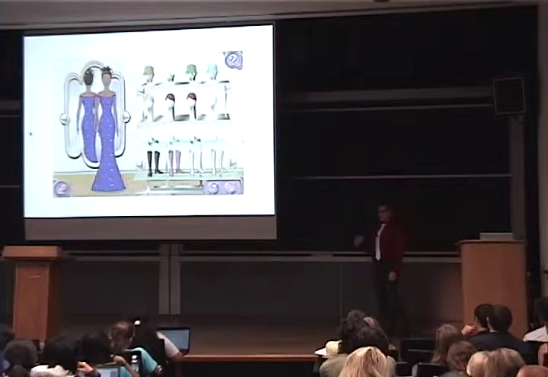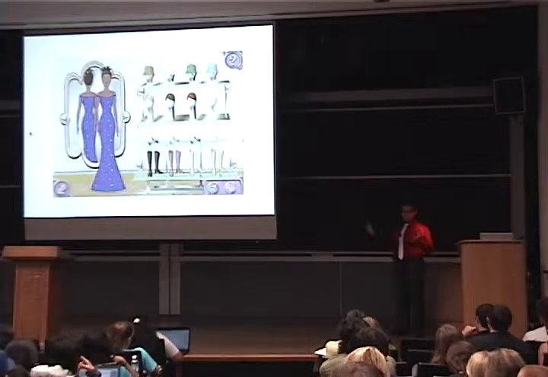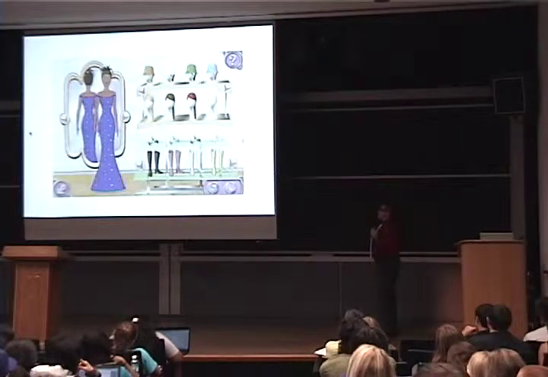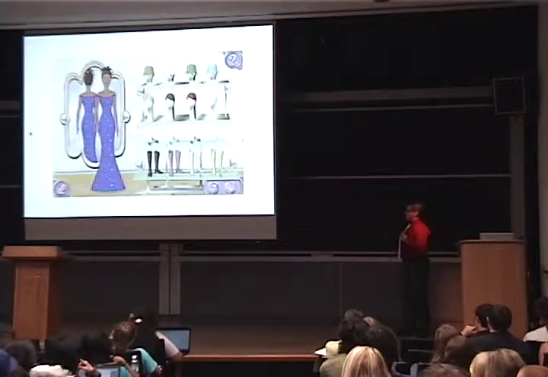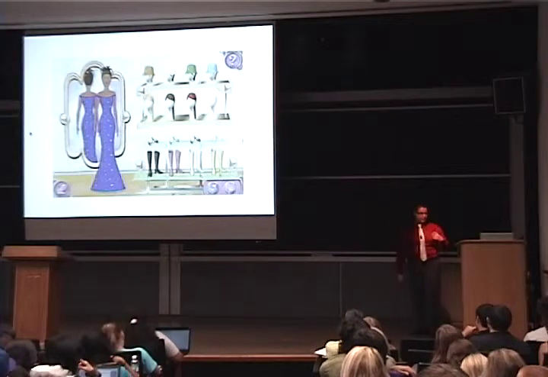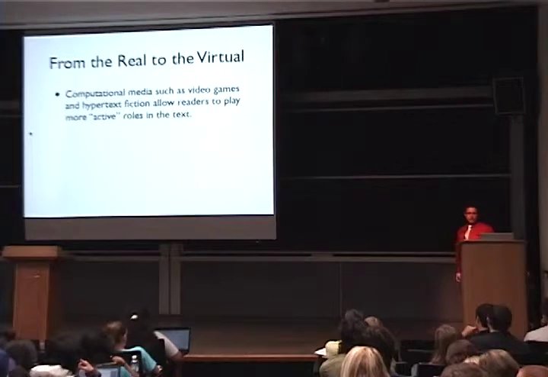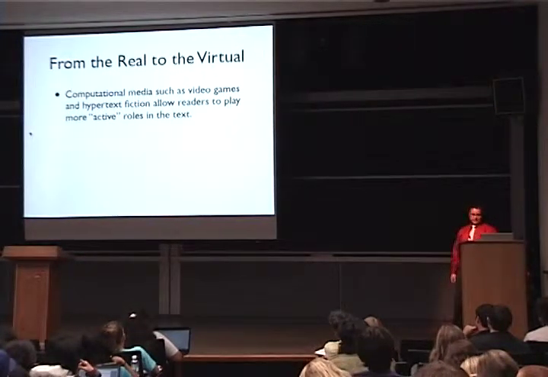Again, I work with video games, and so technology has sort of exploded, right? And we have all of these virtual environments where we can do a lot more and tell stories in really different ways. This is another screenshot of part of the fashion show. And I want to emphasize the point that we have lots of different ways to use technology to create texts. So computational media allow readers to play more active roles in the text.